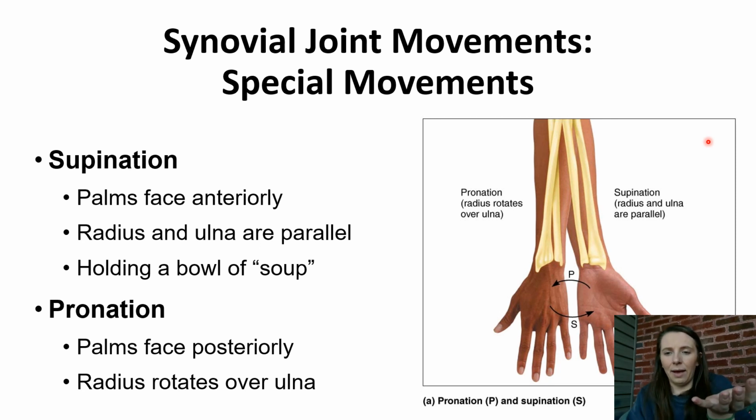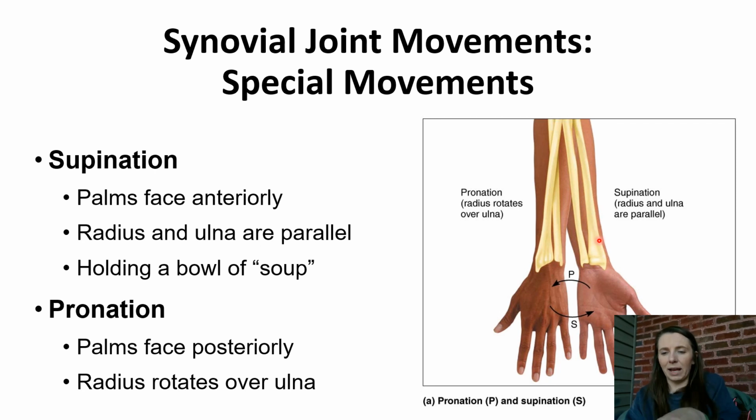And in this position, we can see that the radius and the ulna are actually parallel to one another. However, whenever we switch and perform pronation, which is basically taking that bowl of soup and dumping it out, we're going from holding the bowl of soup and then dumping out the soup. As we're dumping it out, the radius is actually going to rotate over top of the ulna, and at this point it's considered pronation. Okay, so pronation is when the radius is going to rotate over the ulna, and supination is when the radius and the ulna are parallel and you're holding a bowl of soup.